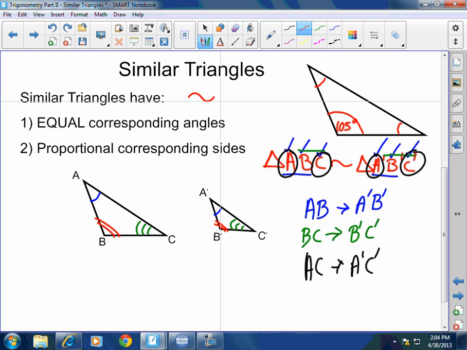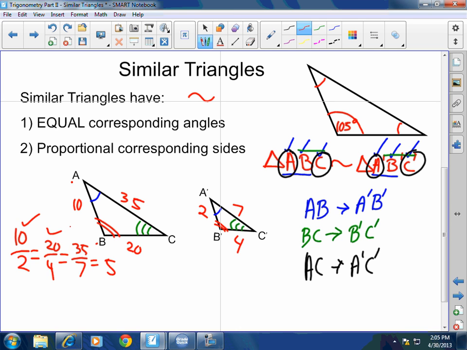All right, so let's see what I'm talking about, proportional. Let's make this, whatever, 10, 20, and 30. And let's make this a 2, a 4, and a 7. Okay, AB corresponds to A prime B prime. So 10 to 2 better equal BC to B prime C prime, which is 20 to 4, which better equal AC to A prime C prime, which is 35 over 7. And all of those equal 5. So all of the sides are proportional.